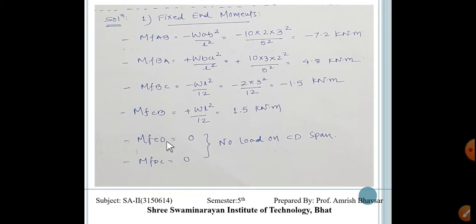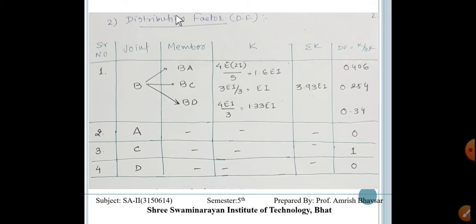And BD is a column, and on that there is no load. So the fixed end moment is 0 for BD and BC. So, here we have this kind of fixed end moments. Now, the next step is the distribution factor, and it is the most important thing for the distribution of moment on any column or beam. We can then make the cycles of balance and carryover from the distribution factor.